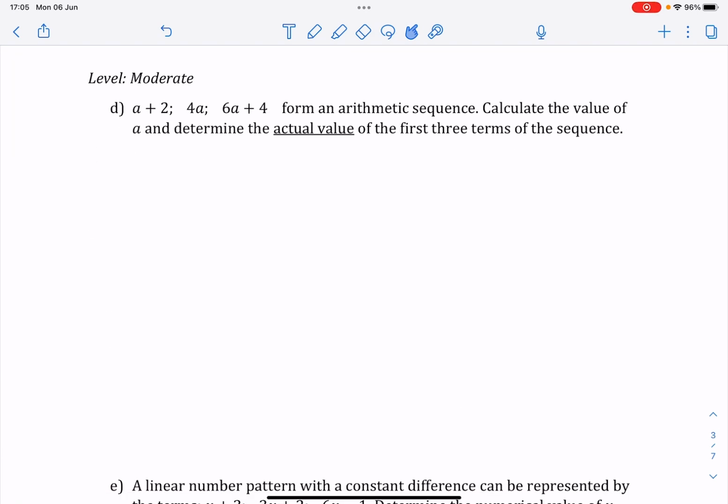Then a more challenging question is if they don't give you the actual value of the terms, but rather they give it to you as expressions. So in this example, a plus 2, 4a, and 6a plus 4 form an arithmetic sequence. That's telling us that it's forming a linear pattern.